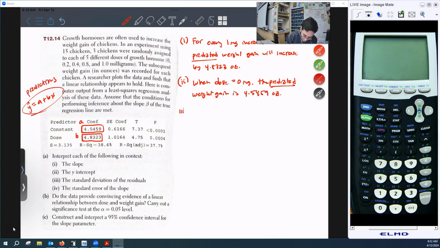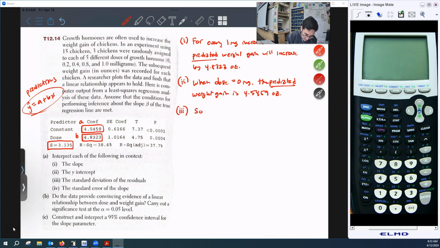The third item is the standard deviation of the residuals. That is this value right here. It's labeled as S. You can think of this number as the average prediction error of the model. We're using this model to make predictions. We need to be realistic and know that these predictions aren't going to be perfect, but there's going to be some degree of error to them, and the error is going to be about 3.135 ounces.